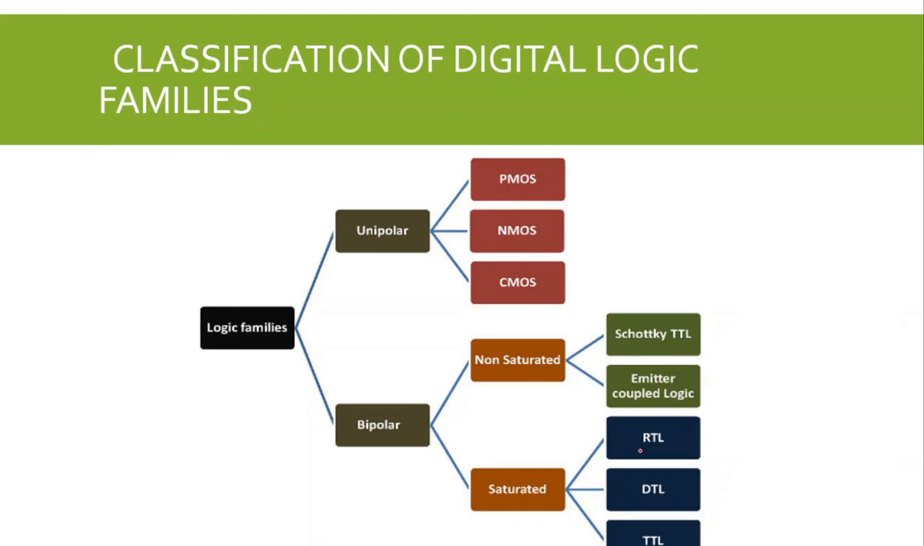And in saturated we have the resistor transistor logic, the diode transistor logic, and the transistor transistor logic. Remember that this resistor transistor logic and this diode transistor logic are obsolete. They are not used anymore, so they are not used in the present time. The TTL, the transistor transistor logic, is still used at present. Similarly, the emitter coupled logic, because it is the fastest technology, is also used presently. So ECL or the emitter coupled logic is the fastest technology.